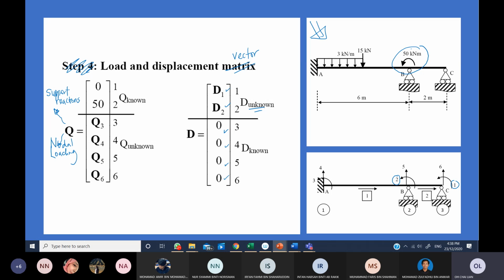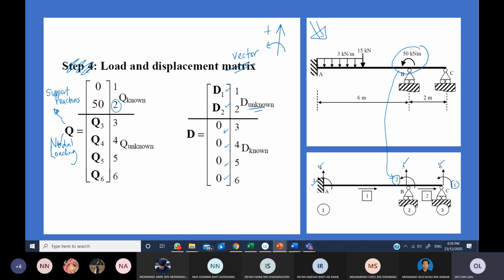So they will be the inputs in our vector, which has 1, 2, 3, 4, 5, 6. You refer to this number. It matches number 2, so you just put 50 at number 2. Why positive? Because it is acting exactly like our positive sign. So the rest, Q3, 4, 5, 6, are the support reactions. If you recheck here, 3 is a support reaction, 4 is AY, 5 is BY, 6 is CY. They are all support reactions.